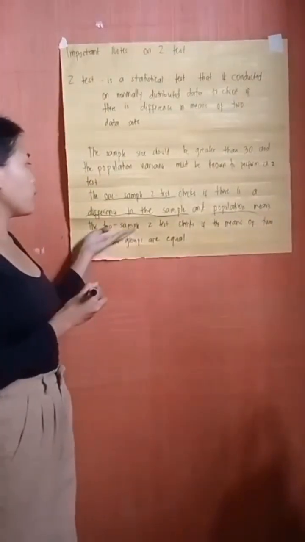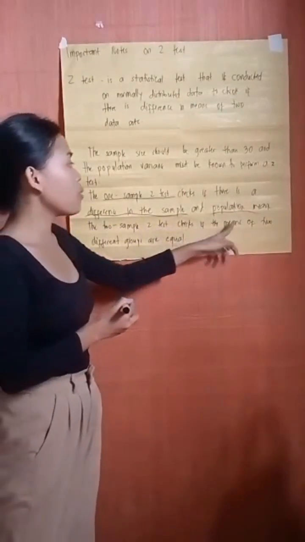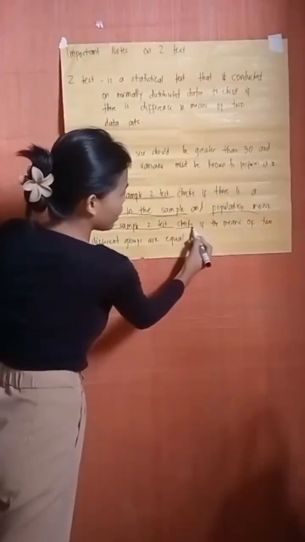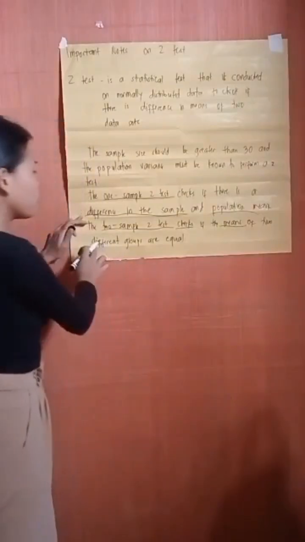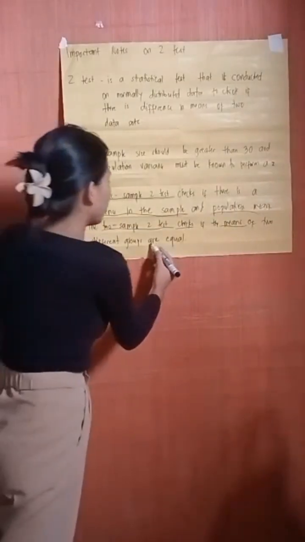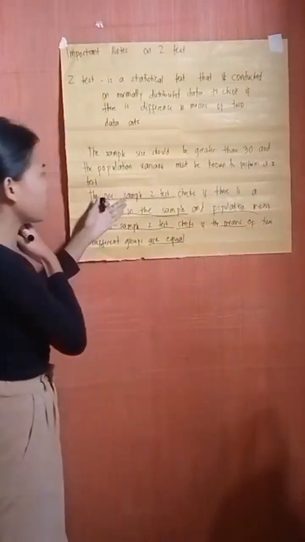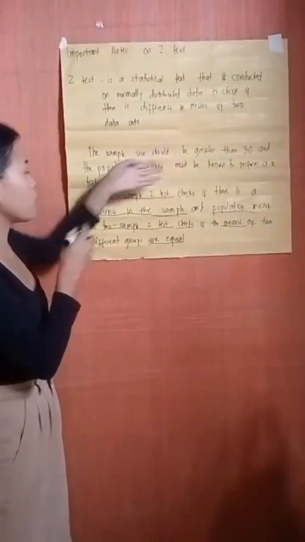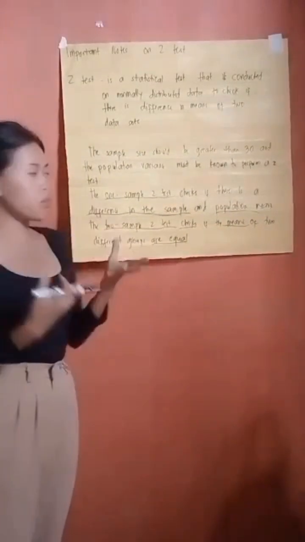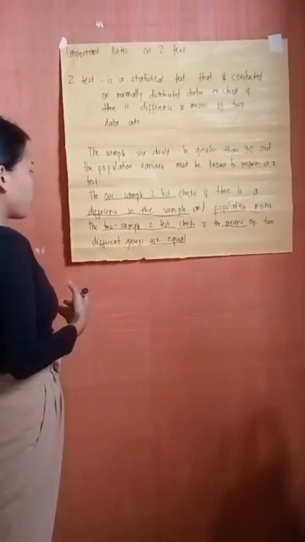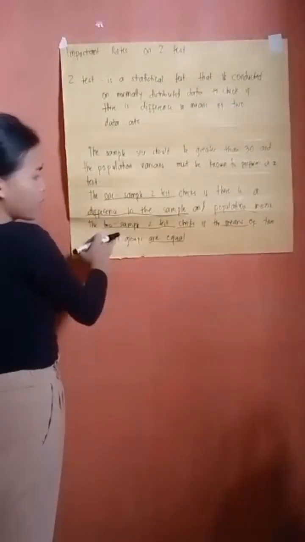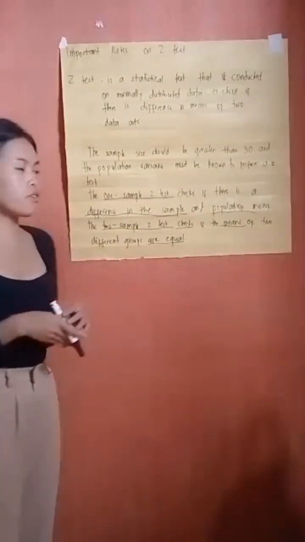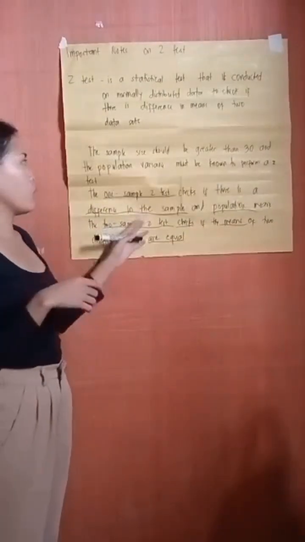While the two sample z-test checks if the means of the two different groups are equal. So the one sample z-test checks if there is a difference between the sample and the population mean. And if we use two sample z-test, it will check if the means of two different groups are equal. So that's it.